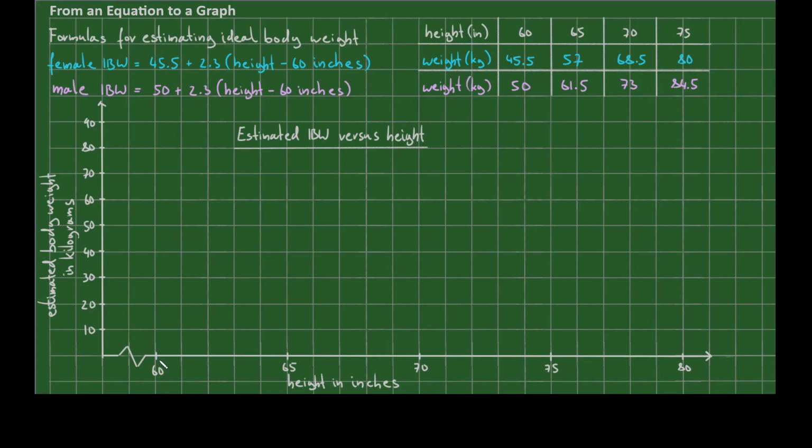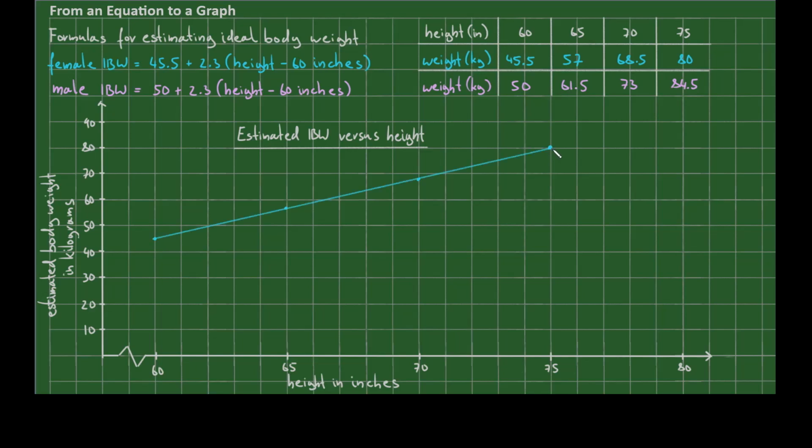Based on my calculated results in the table, an adult female who is 60 inches tall would have an estimated ideal body weight of 45.5 kilograms. Somebody who is 65 inches tall would have an estimated ideal body weight of 57 kilograms. A height of 70 inches gives an ideal body weight of 68.5, and somebody with a height of 75 inches would have an estimated ideal body weight of 80 kilograms. As this is continuous numerical data, I can connect these points with a line.